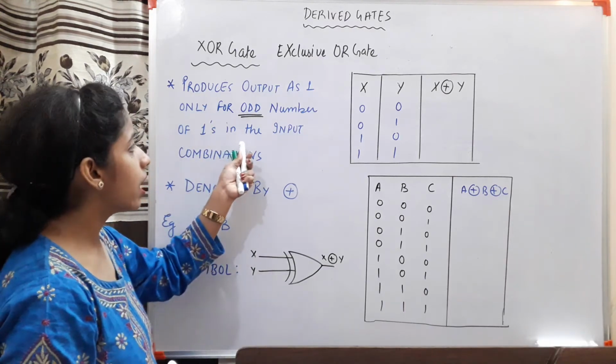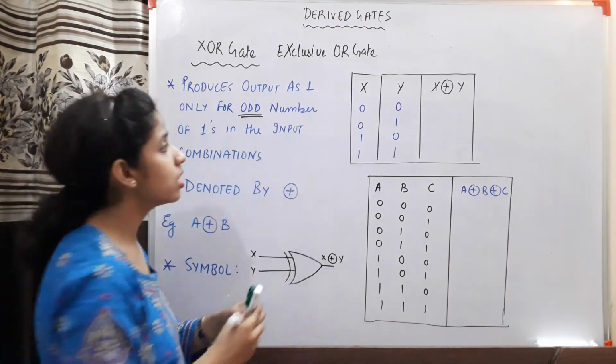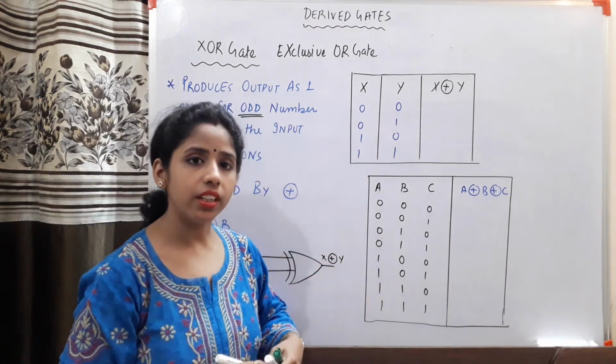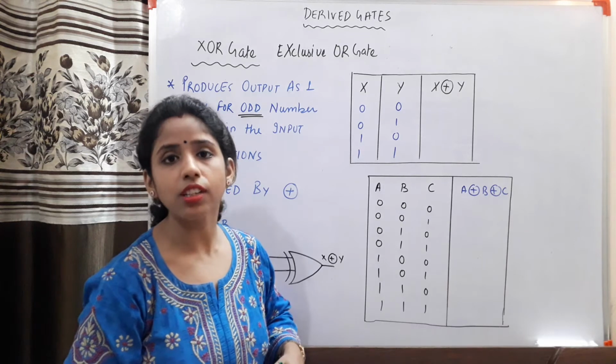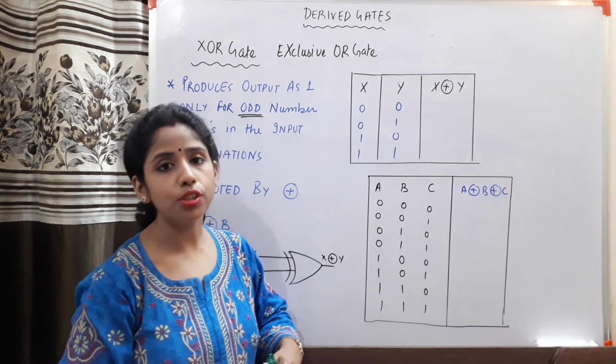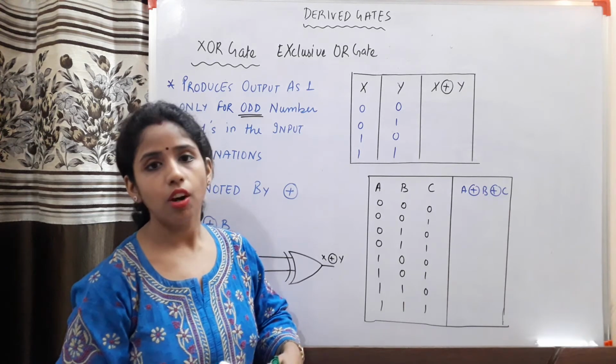So let us understand it with the help of the truth table first. Suppose these are the two variables. Like OR gate is a binary gate, in the same way XOR gate is also a binary gate. So it needs at least 2 inputs for the operation.